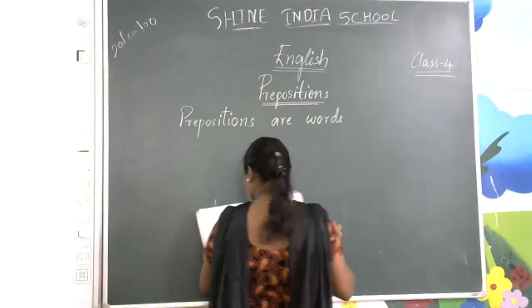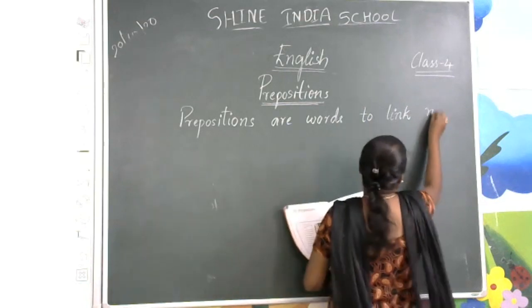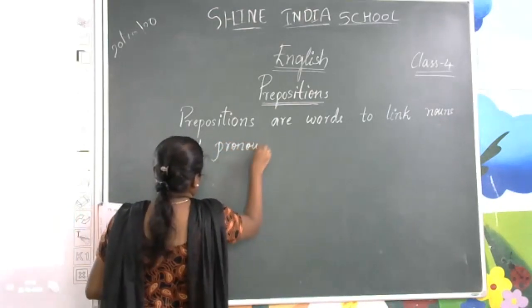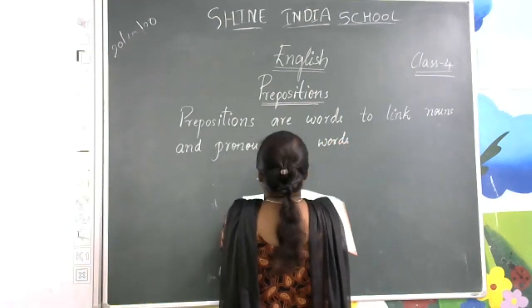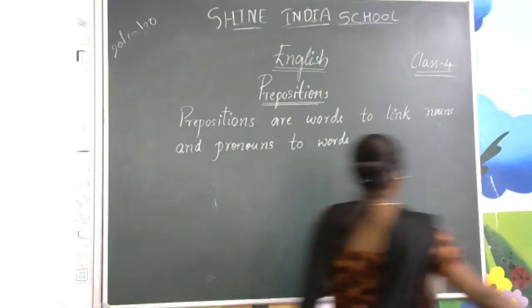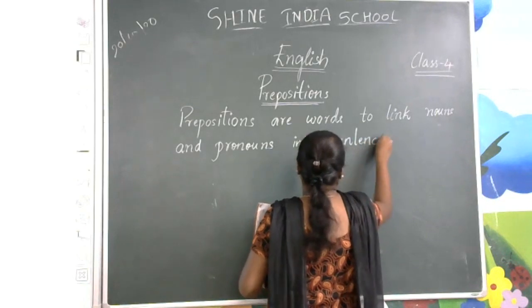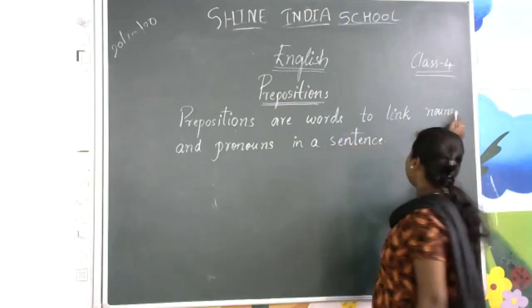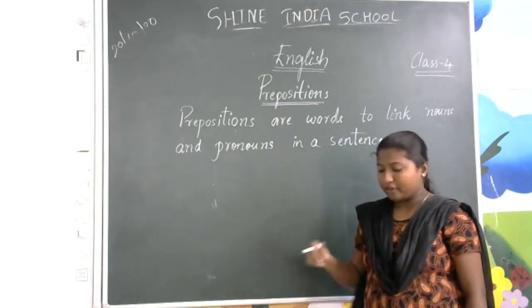Prepositions are words to link nouns and pronouns in a sentence. So what is a preposition, children? Prepositions are words to link nouns and pronouns in a sentence. This is the definition of a preposition. I wish you will remember it.